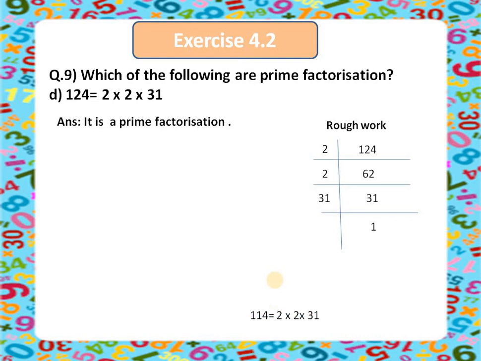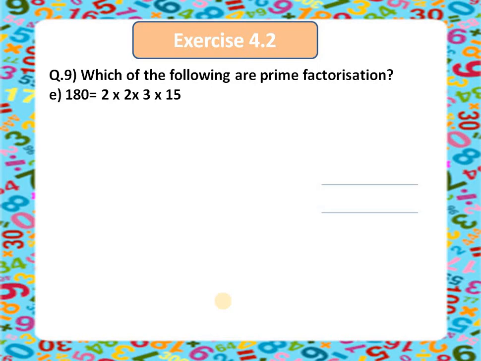You can clearly see. And if you want to check out, you may write 124 is equal to 2 multiplied by 2, 4, 4 multiplied by 31. In this way you will get 124, exactly. Now next number.